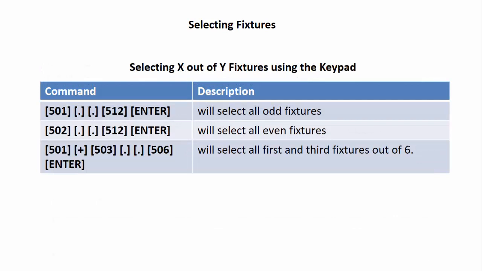So another feature of the 500 ml is to select odd, even, and other options from the command line. So typing 501 dot dot 512 Enter will select all the odd fixtures because you're starting with 501. 502 dot dot 512 Enter will select all the even fixtures because you are starting with 502. And 501 plus 503 dot dot 506 will select all first and third fixtures out of the first 6.